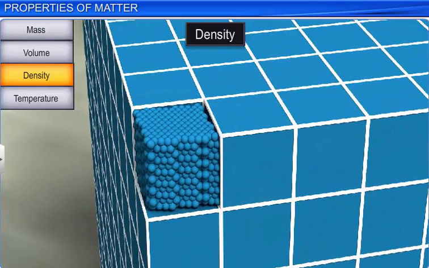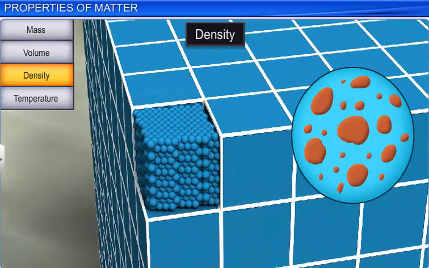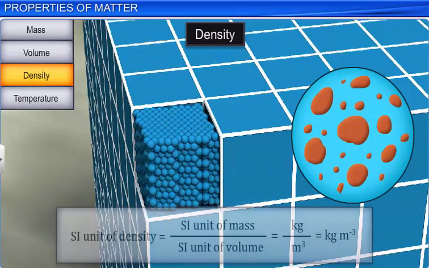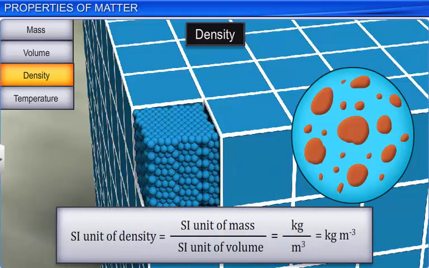Density is the amount of mass per unit volume of the substance and can be illustrated as shown in the equation. As this unit is large, chemists often express density in grams per cubic centimeter.